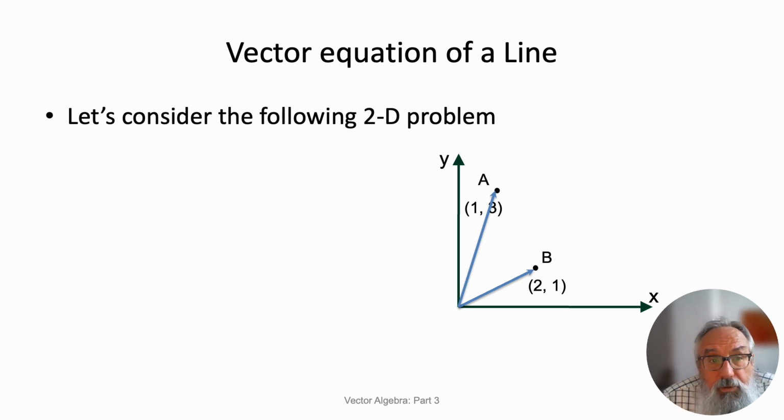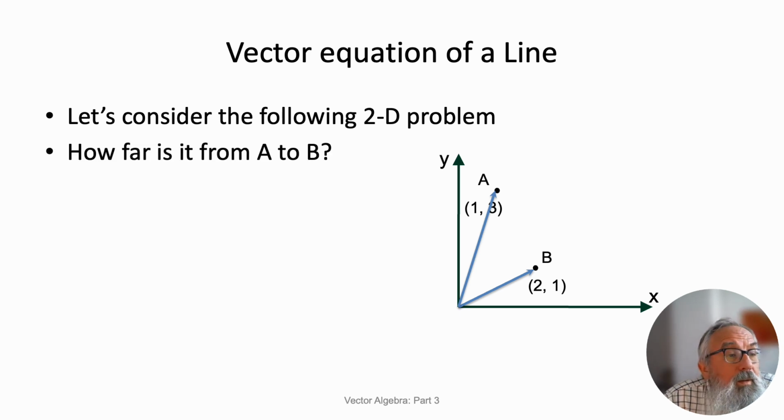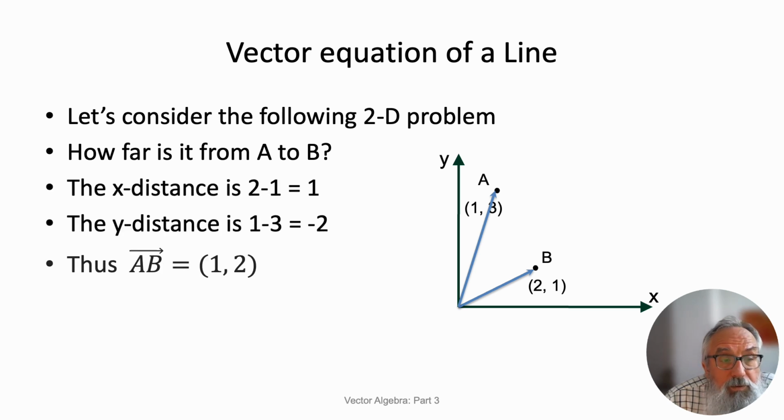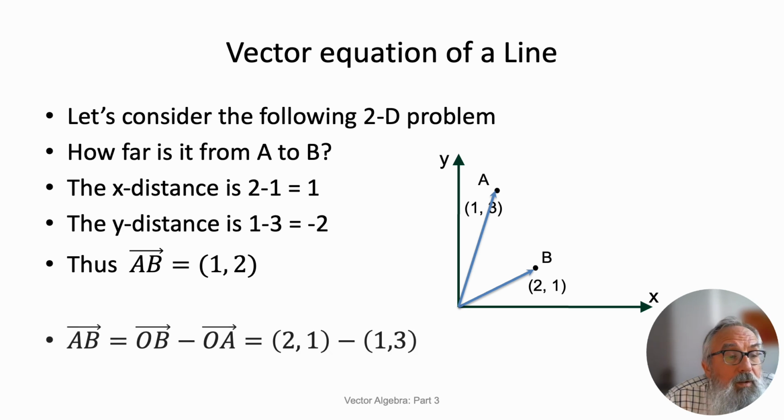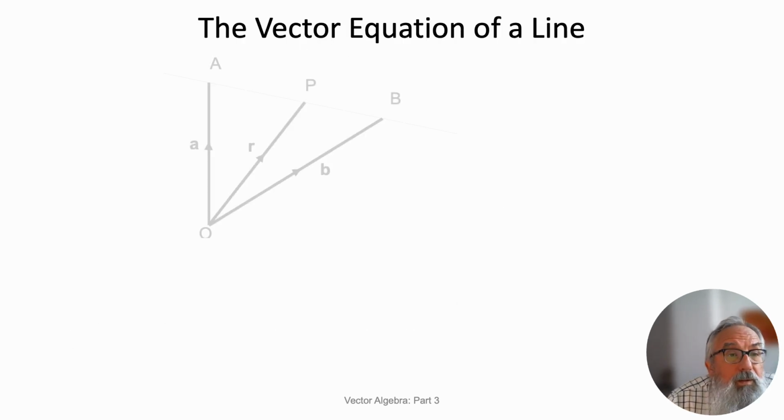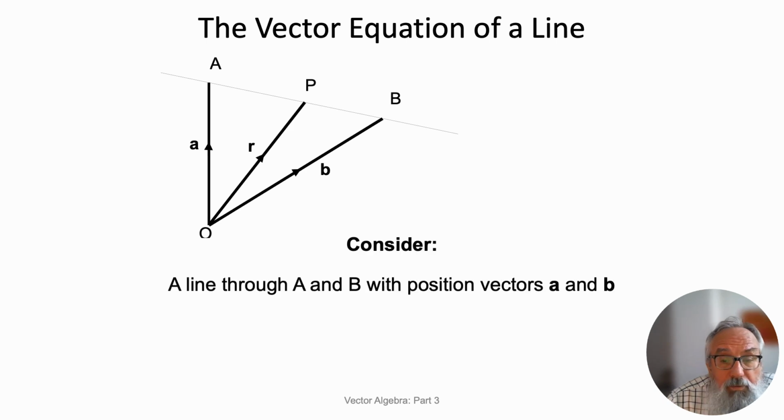Let's have a look at this in terms of how we might write a vector form of a line. So we've got 2 vectors OB and OA, and the line between B and A is OB minus OA. How far is it from A to B? How would we work this out? X distance is 1, Y distance is 2. AB is (1, 2). Let's see, a line through A and B with position vectors A and B.